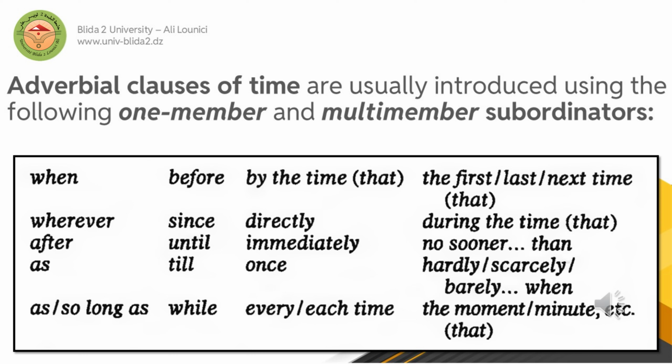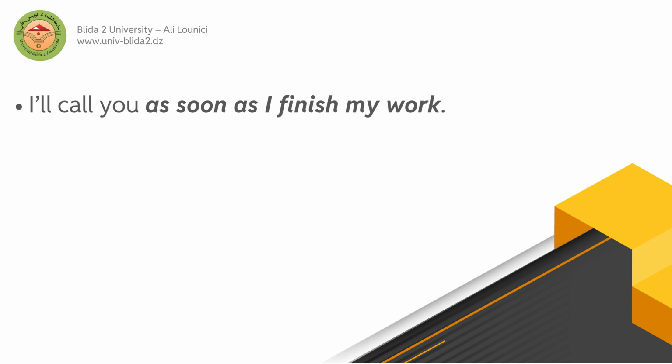These are parts of a sentence that tell us when something happens. They help us connect two actions and show their relationship in time. So let's go through some examples to see how this works in practice. First example: I'll call you as soon as I finish my work. Here, one action depends on the other. The person will make the call right after finishing work. As soon as I finish my work tells us when the call will happen. It shows a clear order.